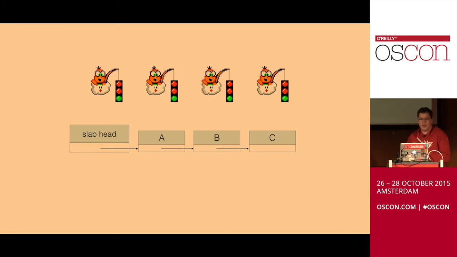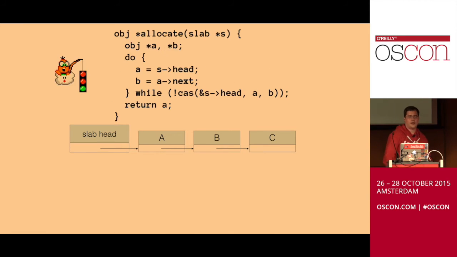So what happens if we have a bunch of threads contending on this, or trying to run this at the same time? Let's take a look at an example history. So imagine that this is a first thread. It wants to allocate an object.